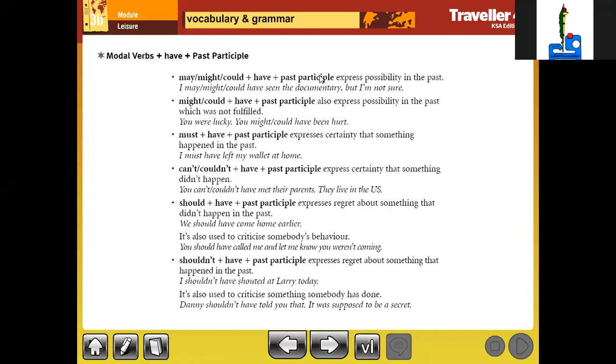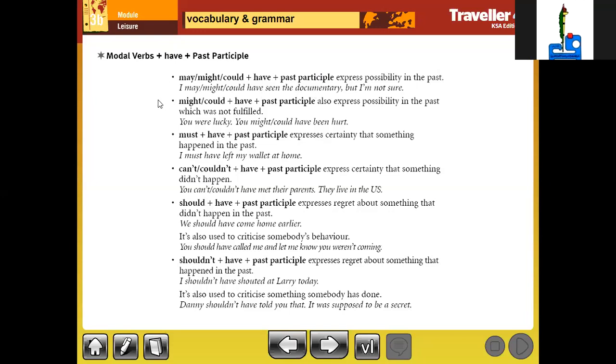بنستخدم may or might or could plus have plus past participle في حالة احتمال وقوع شيء في الماضي. احنا مش متأكدين. We are not sure. I may or might or could have seen the documentary. I am not sure. ربما رأيته. أنا مش متأكد. Here we are talking about possibility. We are not sure this happened or not.